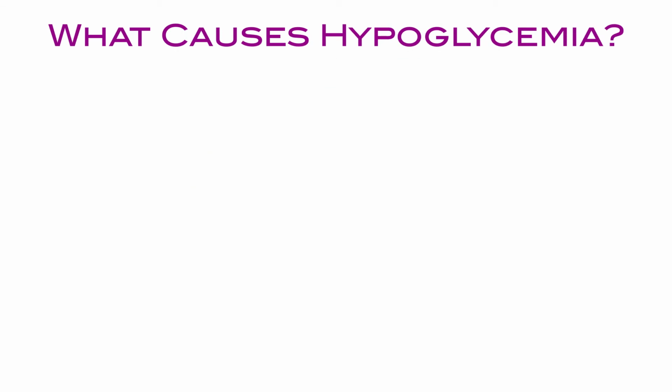Let's go over what can cause a hypoglycemic event. Too much insulin. When there is more insulin in the blood than glucose, caused by an over-delivery of insulin for the amount of glucose in the blood, hypoglycemia occurs.